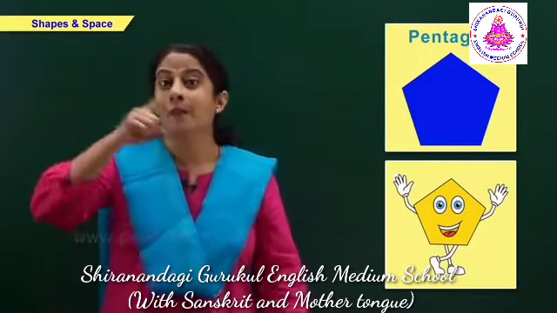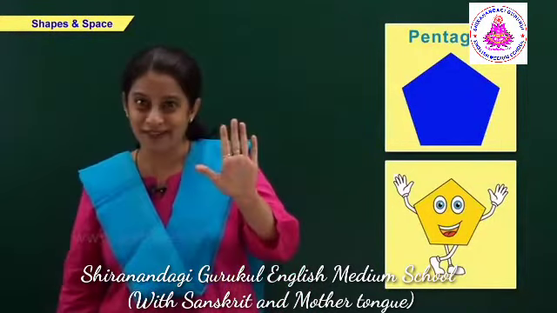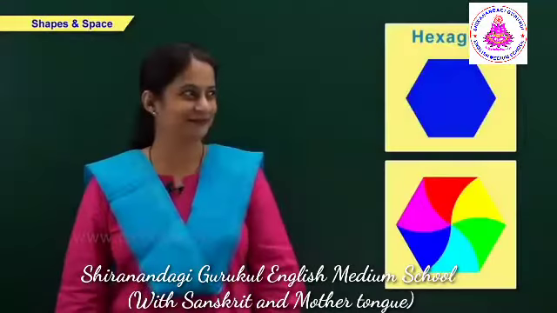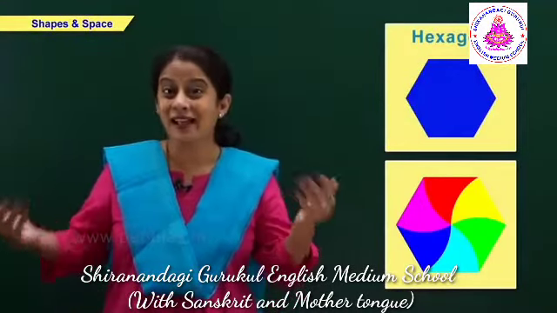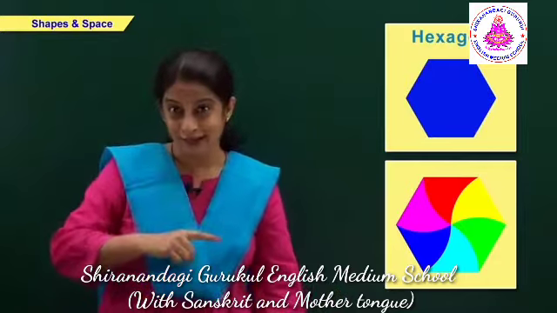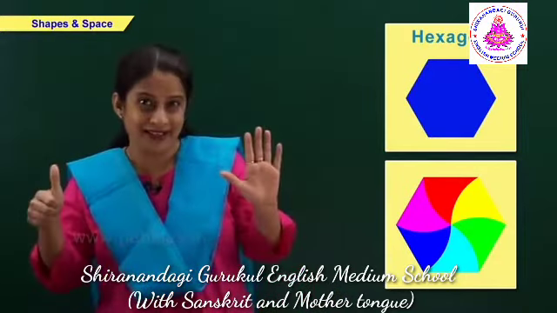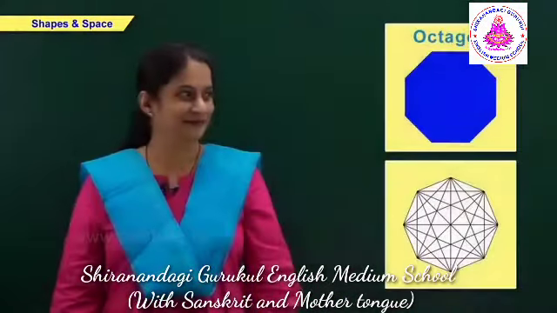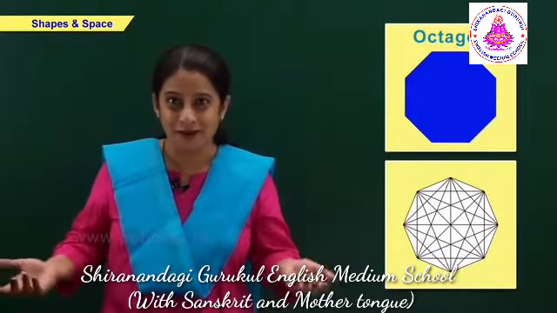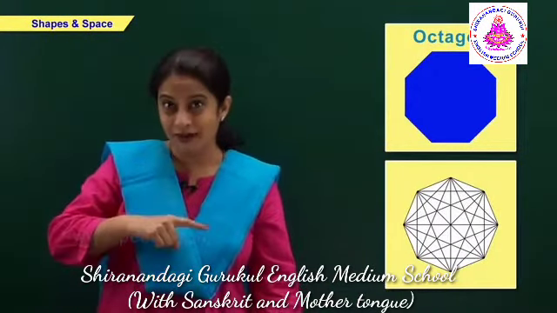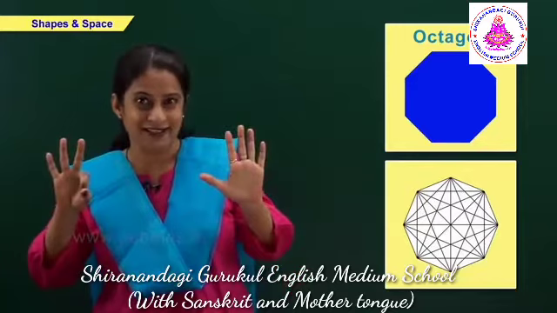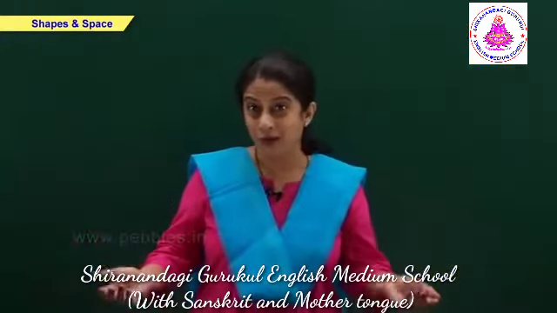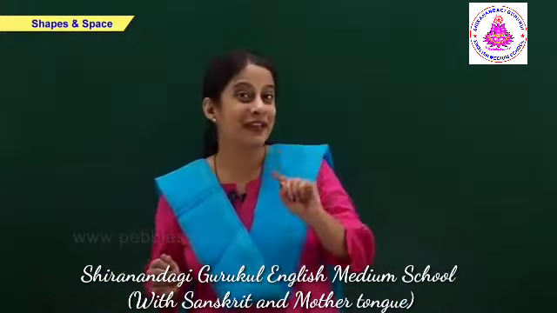Pentagon. A pentagon has 5 sides. Hexagon. A hexagon has 6 sides. Octagon. An octagon has 8 sides. Now I'm going to show you some 3D shapes.